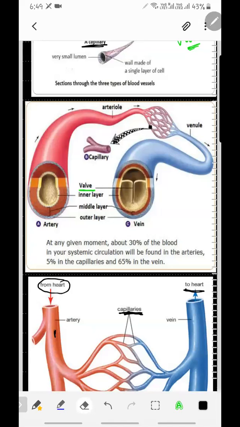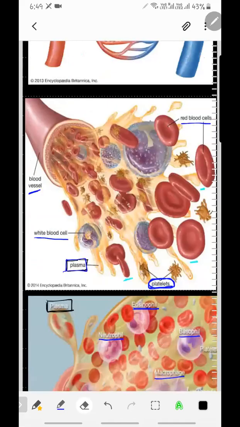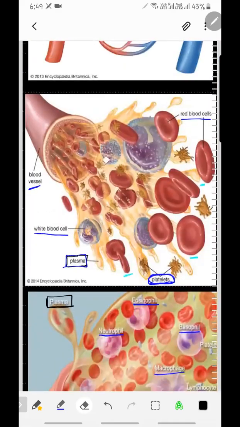Yes, yes. Plasma has antibody. Anything else? Here is the plasma where you can find antibody.